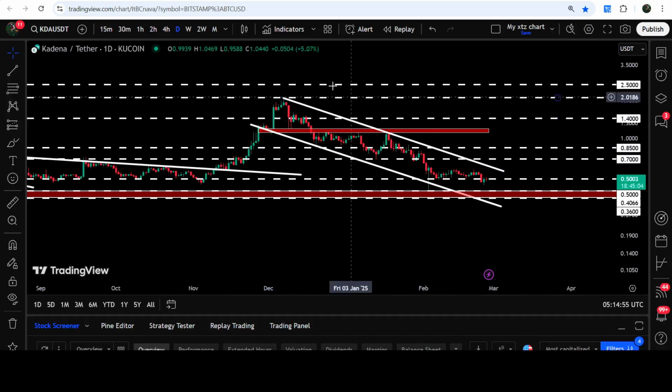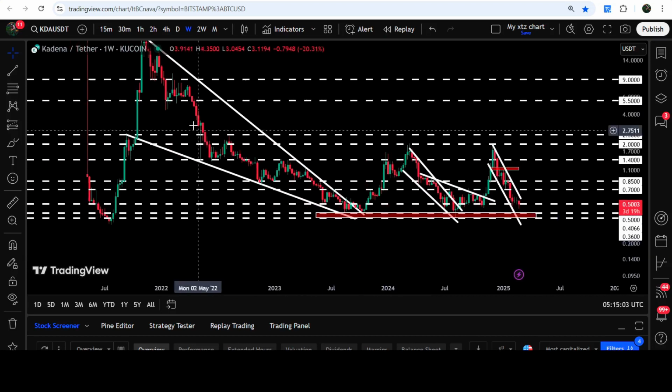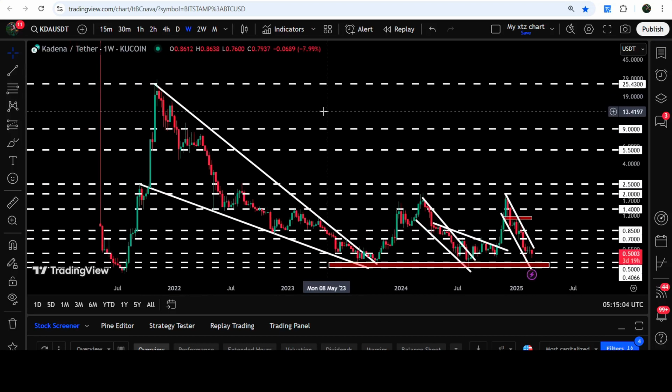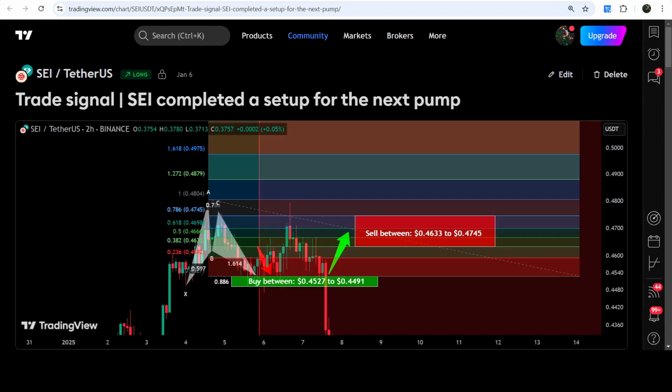And now if we take a look at the weekly time frame chart, then here you can see that we have already broken out of this very big and long-term falling wedge pattern. And the long-term target for the breakout from this wedge is, by the way, here at the top of the wedge. That is somewhere between 25 to $30. So this was the update so far.